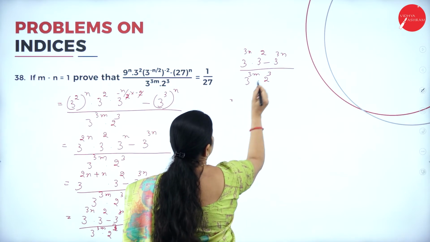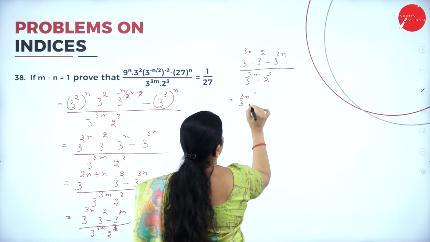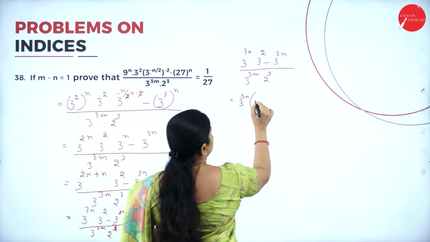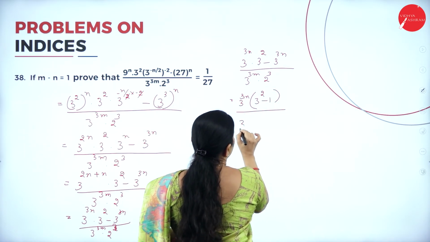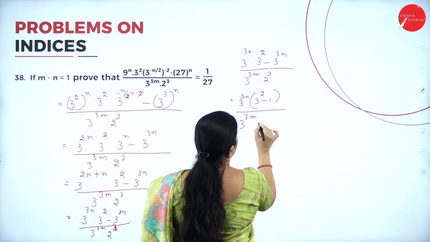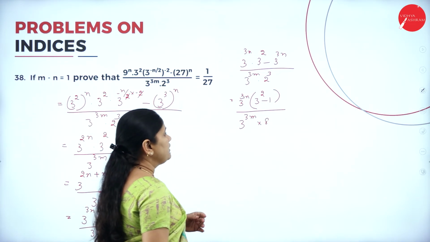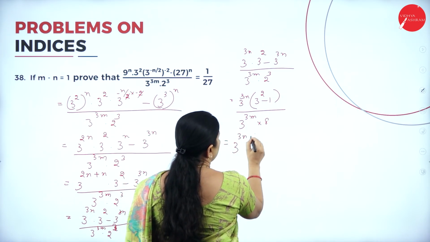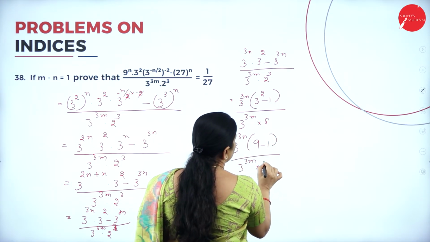So what I will do is, 3 to the power of 3n is common. So I will take it outside the bracket here. So 3 to the power of 3n into 3 square minus 1 divided by 3 to the power of 3m into 8. So 2 cube is 8. Now I will simplify this further. So 3 to the power of 3n into 9 minus 1 over 3 to the power of 3m into 8.